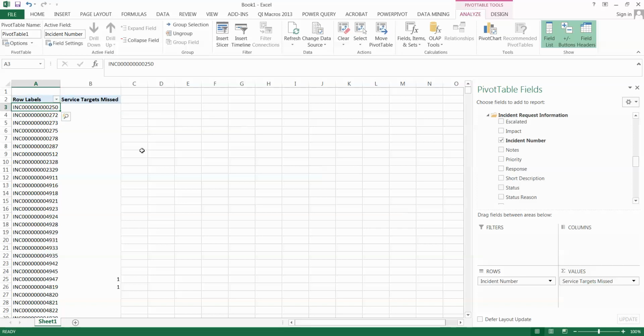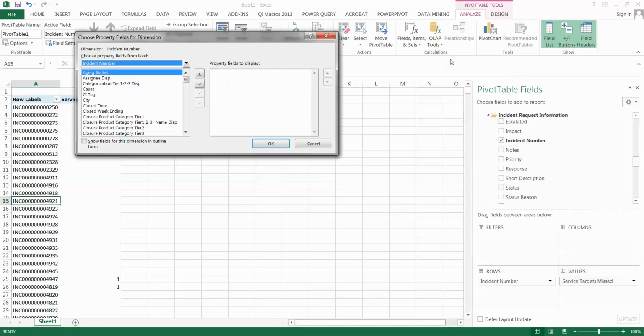And now we're bringing in the incident number. And you'll notice that not all incidents, obviously, across all of time here, have a 1 indicating a service target miss, so that we pulled the entire pool of incidents. Now what we're going to do is bring in the fields or columns, again, from our business intelligence application, that we may believe have a hand in the breach service target.